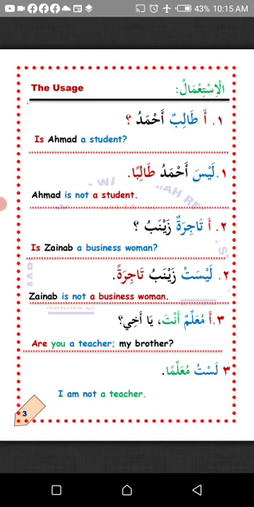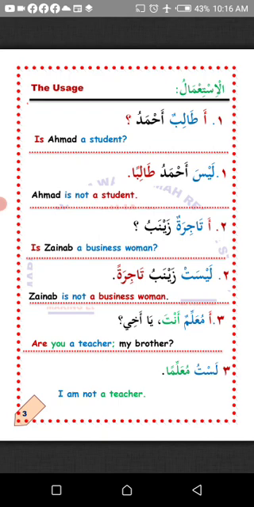MashaAllah. Number 2. Atajiratun Zainab. Is Zainab a businesswoman? Now the answer. Laysat Zainabu tajira. Zainab is not a businesswoman.